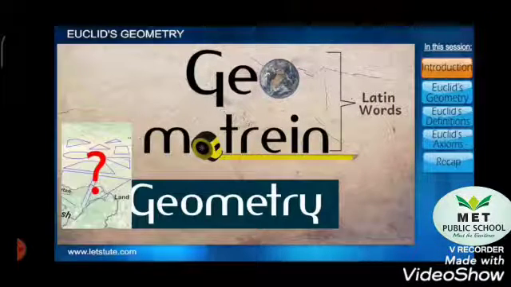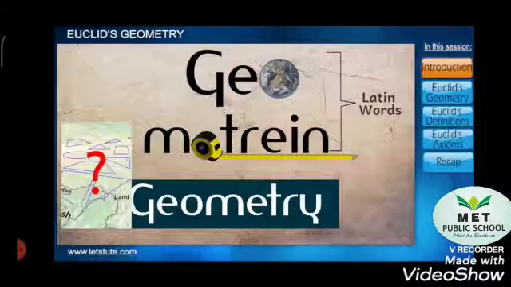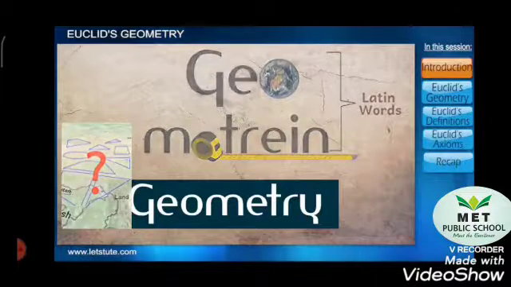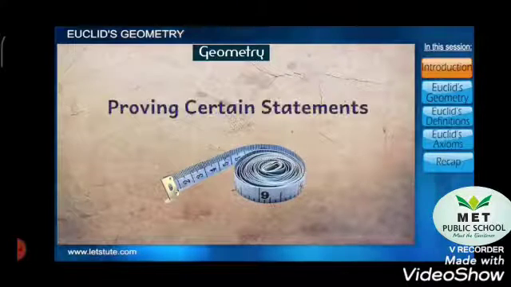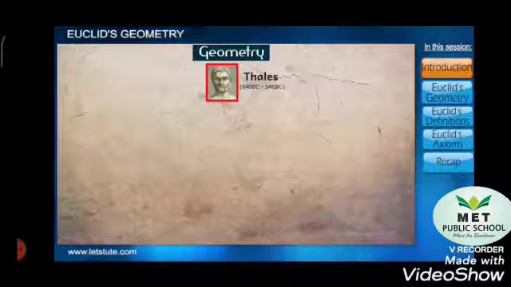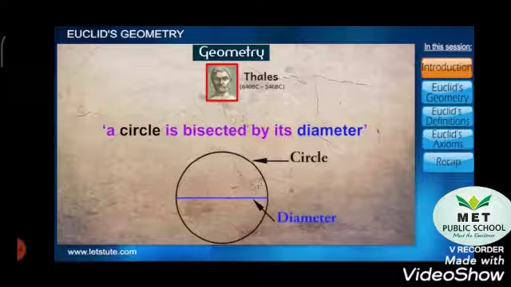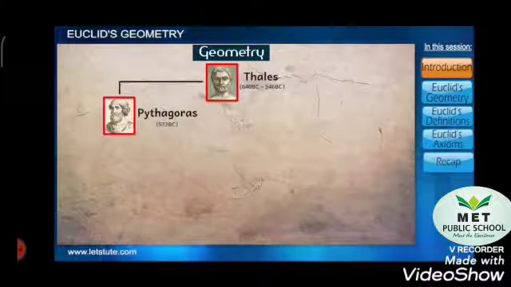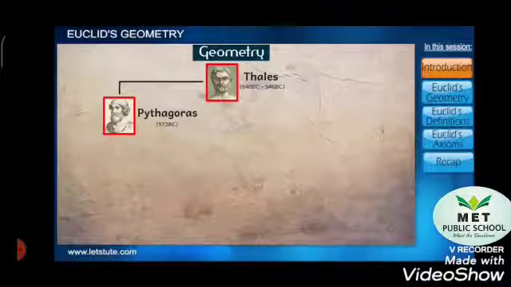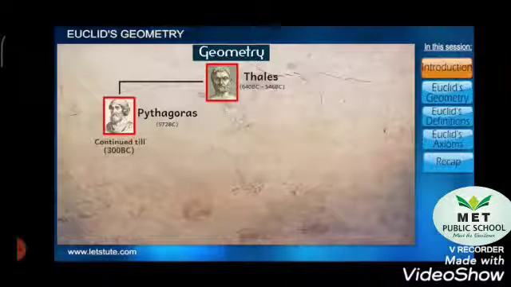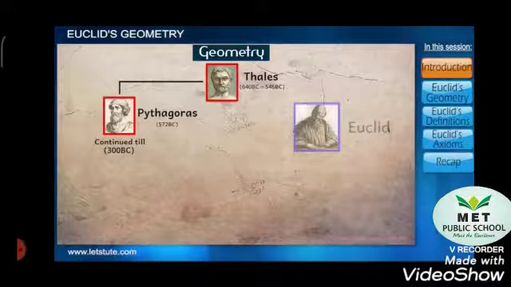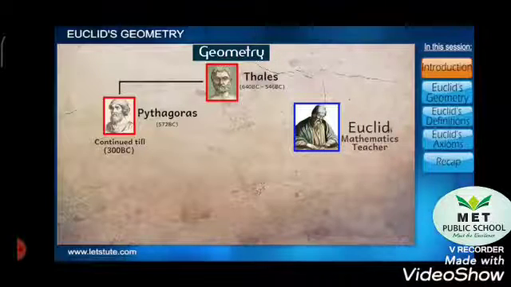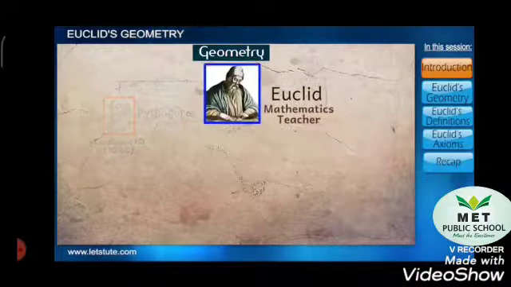But geometry is not only for measuring land, it goes far beyond. Geometry is about proving certain statements. The great mathematician Thales gave the first proof that a circle is bisected by its diameter. After this proof, his pupil Pythagoras did extension work on geometry, which continued till 300 BC. At around the same time, 300 BC, Euclid, also working on geometry, is known to be the father of geometry.